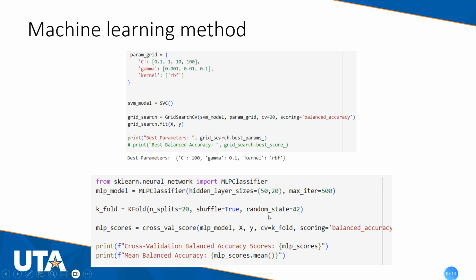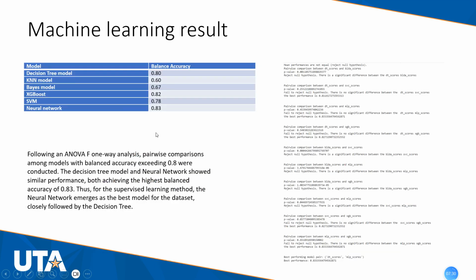Also, we tried the neural network model with 2 layers, because in this case I think 2 layers is enough for this training. We set the first layer to 50 and the next layer to 20. After cross validation, it shows mean accuracy is 0.83, and SVM is 0.78.